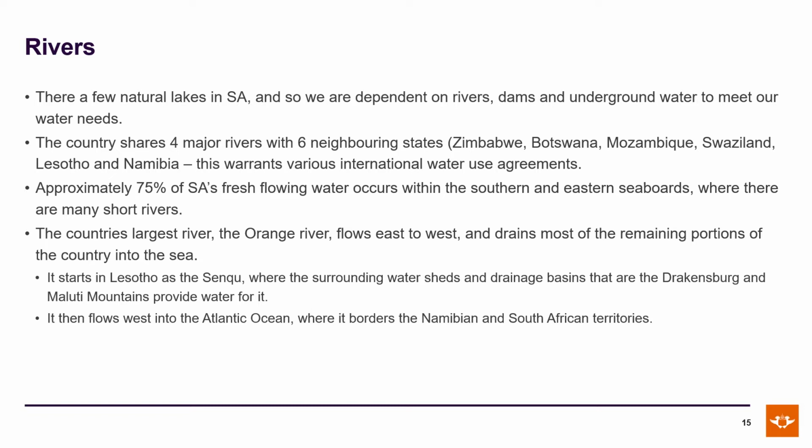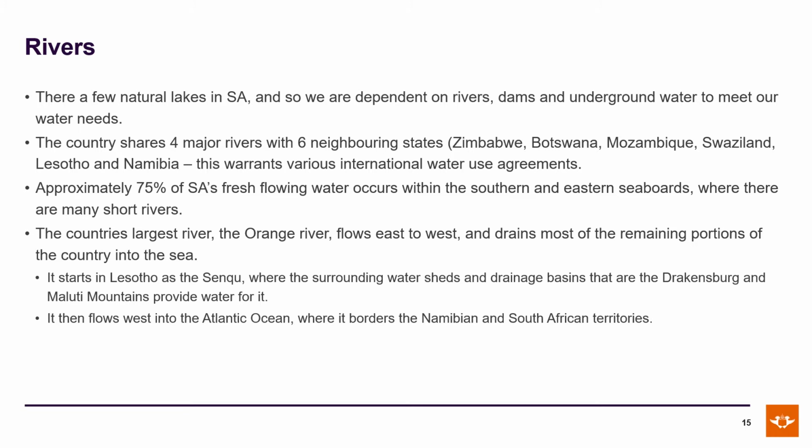Approximately 75% of South Africa's fresh flowing water occurs within the southern and eastern seaboards, where there are many short rivers. As you saw in that area I highlighted, the country's largest river, the Orange River, flows east to west and drains most of the remaining portions of the country into the sea. It starts in Lesotho as the Senqu, where the surrounding watersheds and drainage basins, which are the Drakensberg and the Maluti Mountains, provide water for it. The Orange River then flows all the way west into the Atlantic Ocean, where it borders Namibian and South African territory.